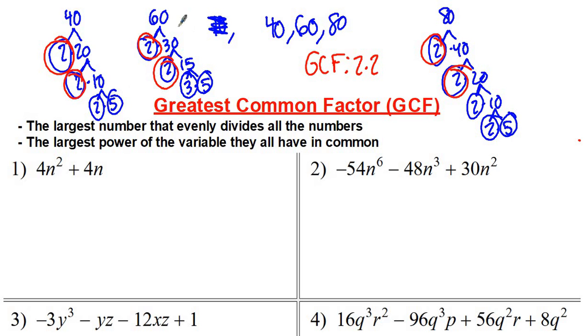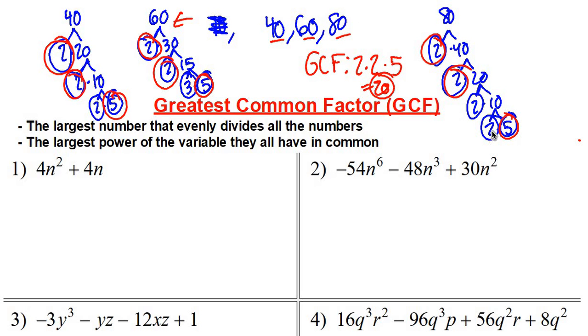It looks like they do not have a third 2 in common, because 60 doesn't have a third 2, even though 40 and 80 do. Okay, it looks like they all have a 5 in common, so there's the 5 in common, and that's it. They have two 2's and a 5 in common. 2 times 2 times 5, that equals 20. So 20 is the greatest common factor of those three.